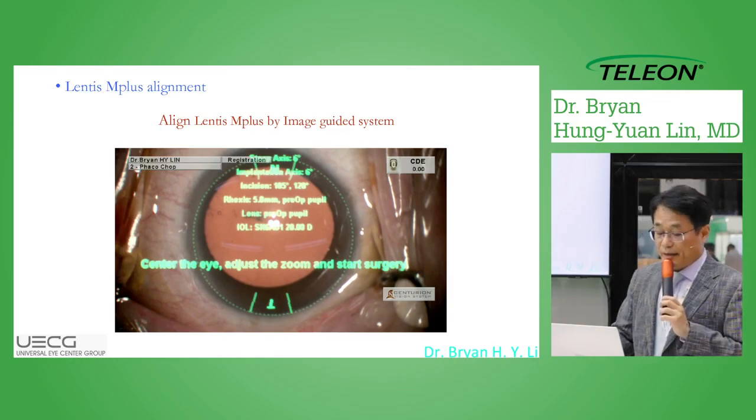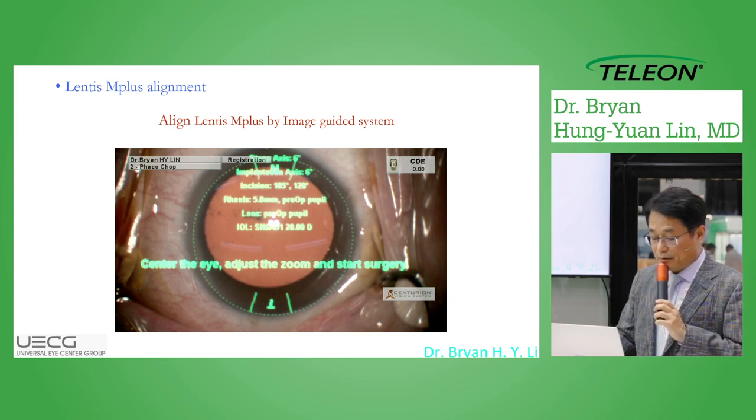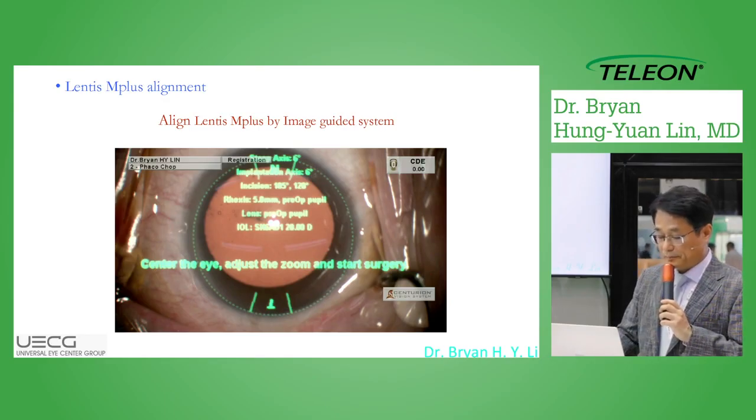Purkinje images on the LENTIS comfort are more difficult to observe. However, they can be seen by tilting the body of the LENTIS comfort to make sure of the alignment.